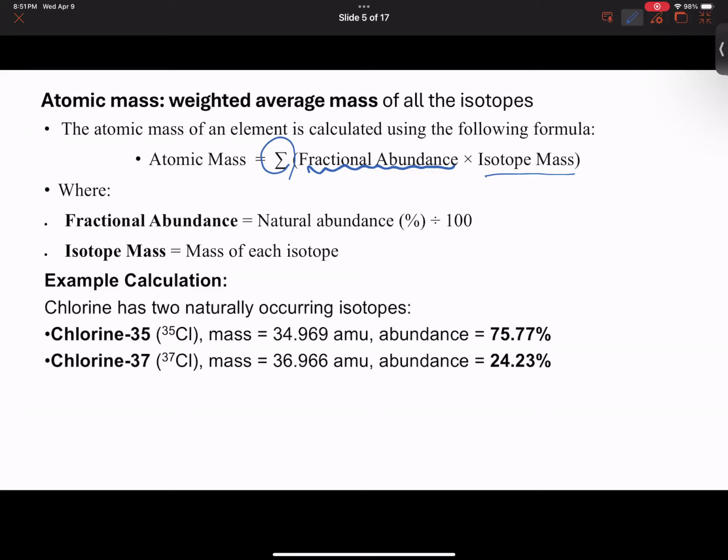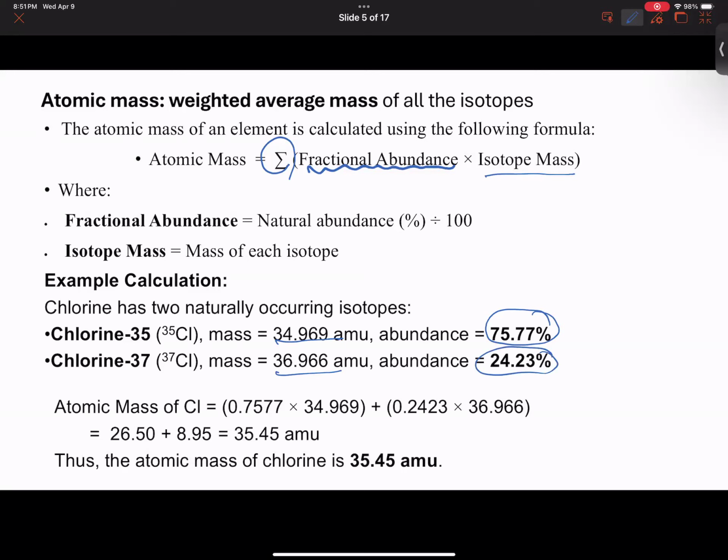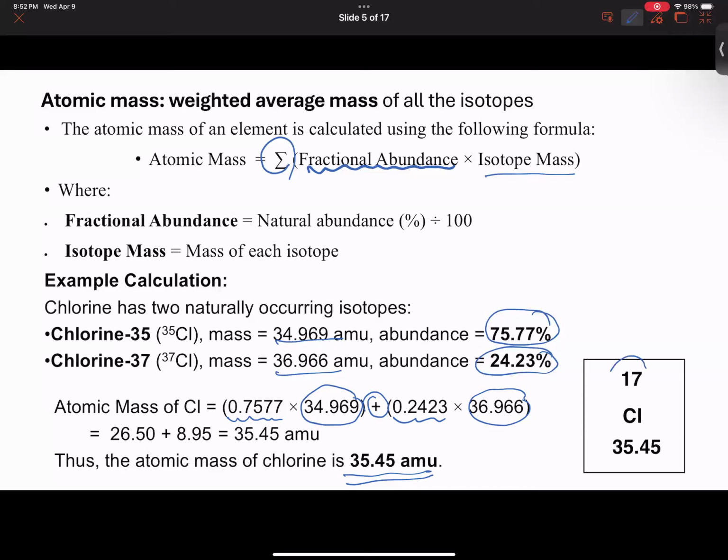Let's see an example. Chlorine is a very important halogen with two naturally occurring isotopes, chlorine 35 and chlorine 37. The mass is very close to its mass number, 35 and 37, but they are fractional numbers. Their natural abundances are 76% and 24%. Now let's plug into that expression. We multiply the fractional natural abundance times its mass for each isotope and add up, and we end up with 35.45 AMU. When you look at the periodic table, we see chlorine has 17 protons. All chlorine isotopes have 17 protons, but its atomic mass is 35.45 AMU.